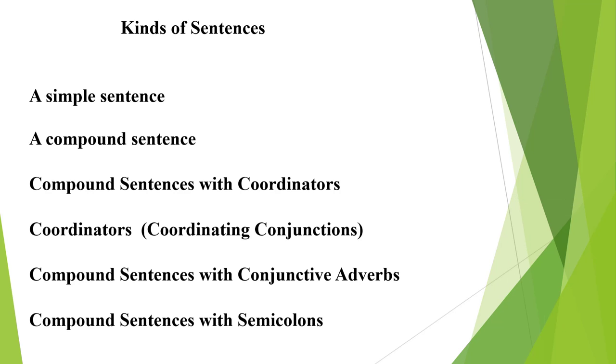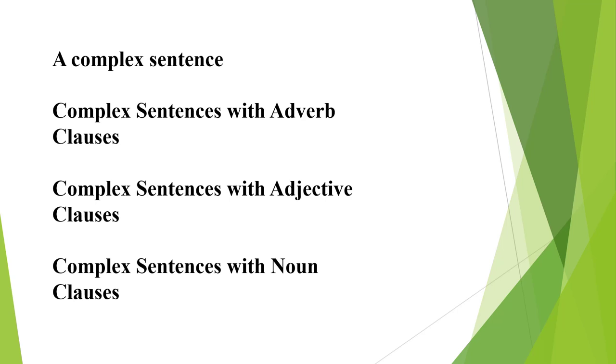A complex sentence contains one independent clause and one or more dependent clauses. In a complex sentence, one idea is generally more important than the other. We place the more important idea in the independent clause and the less important idea in the dependent clause. There are three kinds of dependent clauses: adverb, adjective, and noun.